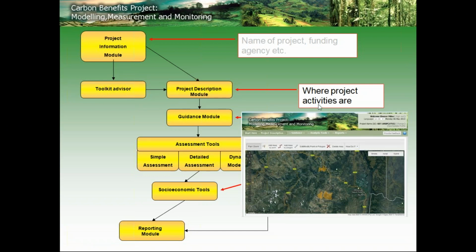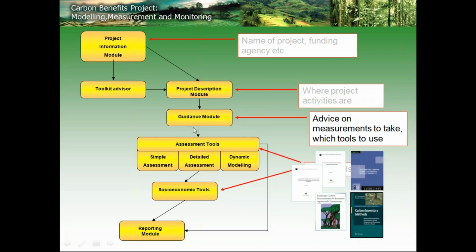Your next step is then to tell the system where it is geographically that you're actually working, and you can determine your project activity areas. It pulls up a map, and in the next session I'll show you how you can actually put your spatial information in. We then have a guidance module, which we're not going to cover in this training.